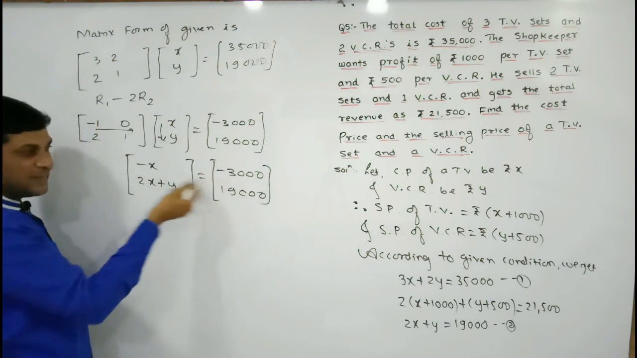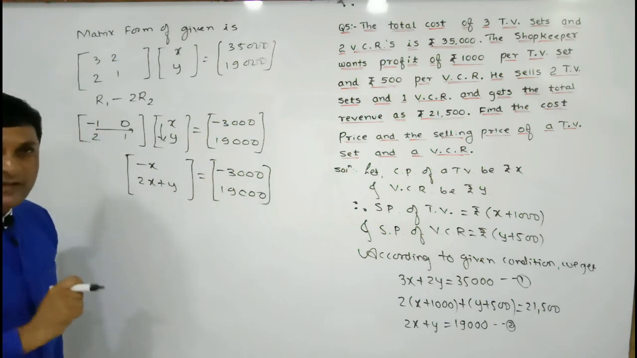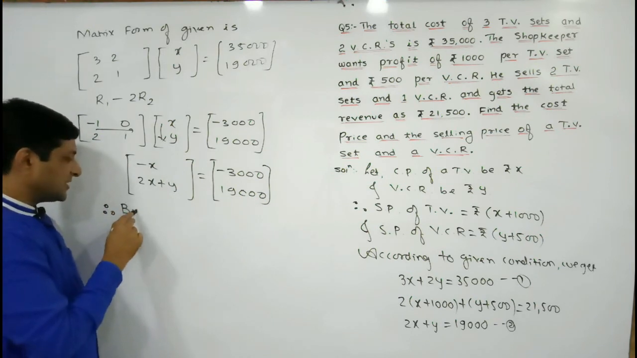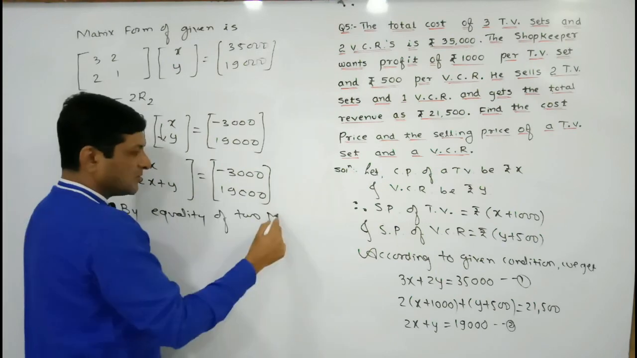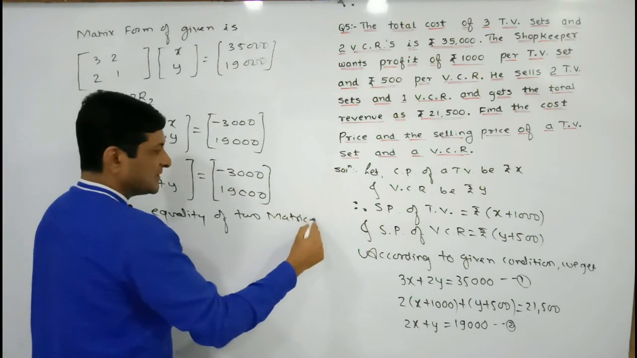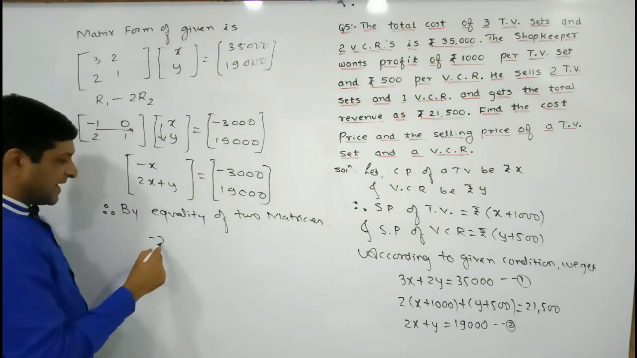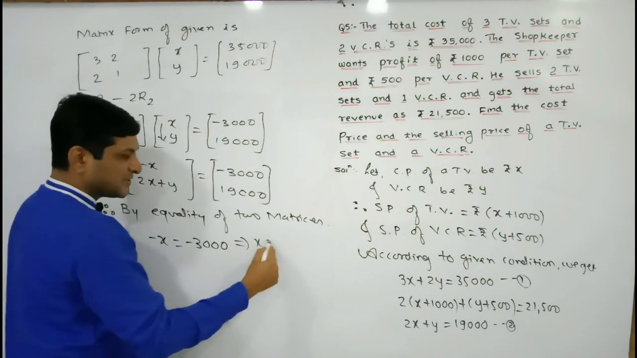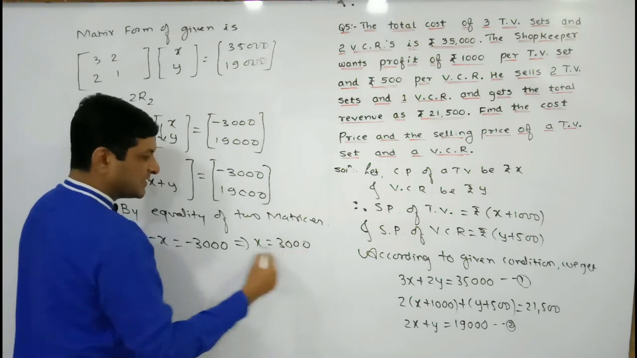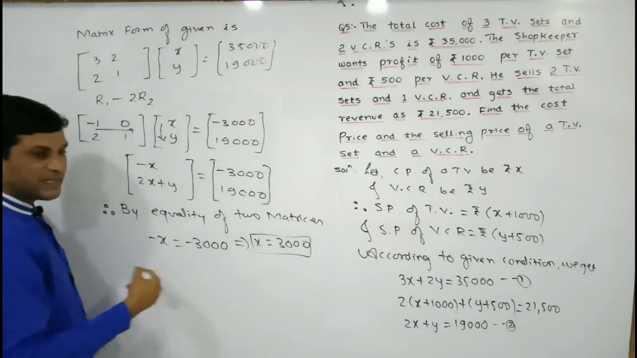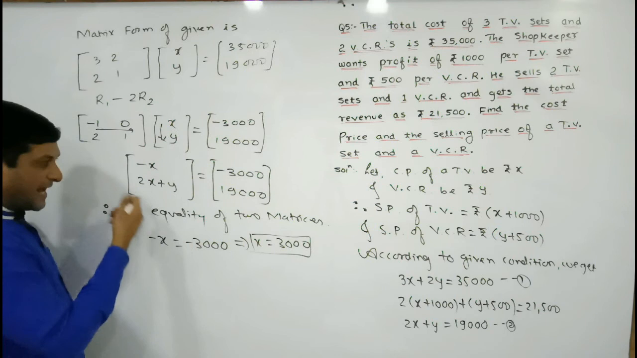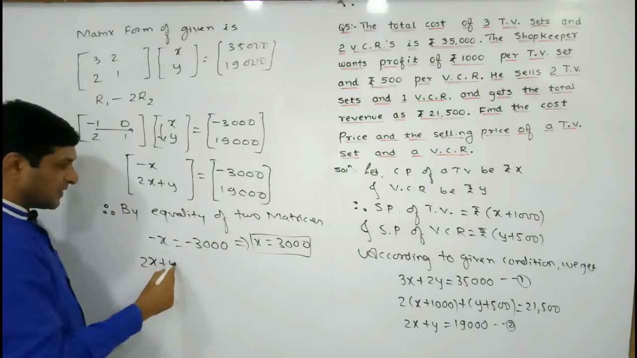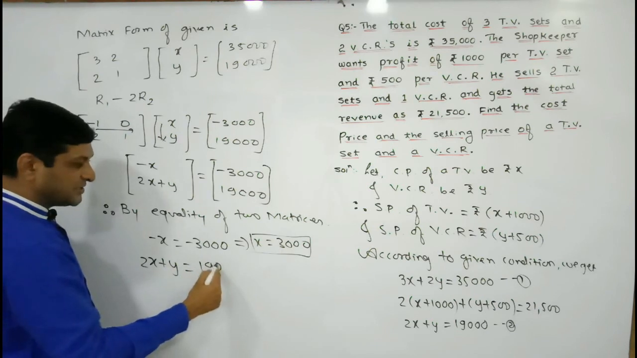Now both the matrices are equal matrices. That's why we are able to apply the definition of equality of two matrices. So therefore, by equality of two matrices, see what we'll get. Minus x is equal to minus 3000, which implies that x is equal to 3000. Simply minus and minus on both sides will cancel. Now comparing the second term, we will get 2x plus y is equal to 19,000.